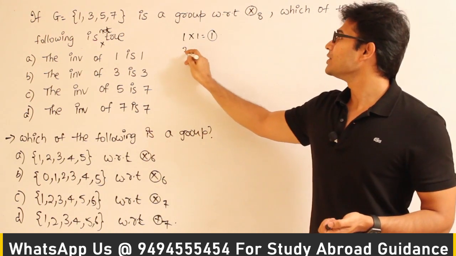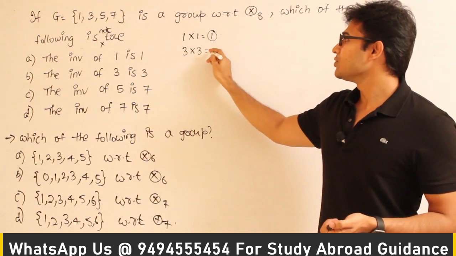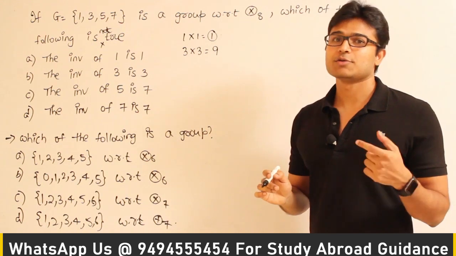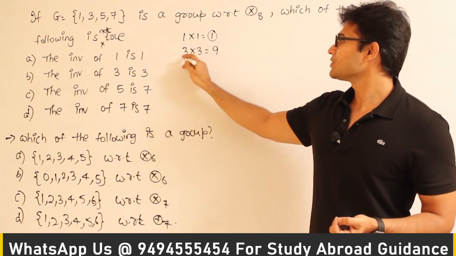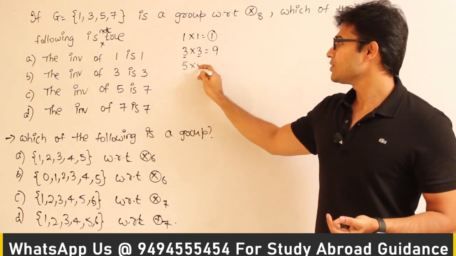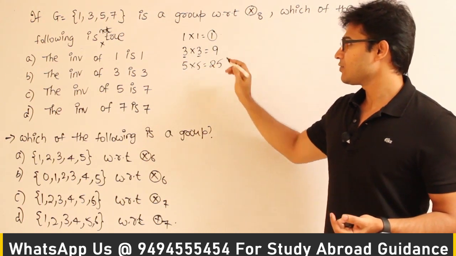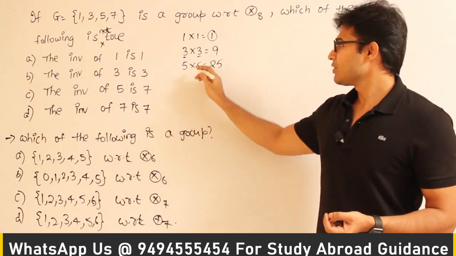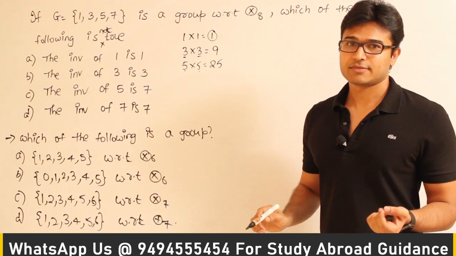And what about 3? 3 into 3 is 9, and when you divide 9 by 8, the remainder is going to be 1. Therefore the inverse of 3 is 3 itself. And similarly 5 into 5 is 25, and when we divide 25 by 8, the remainder is going to be 1. Therefore 5 is the inverse of 5, isn't it?